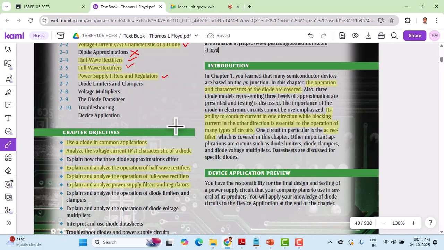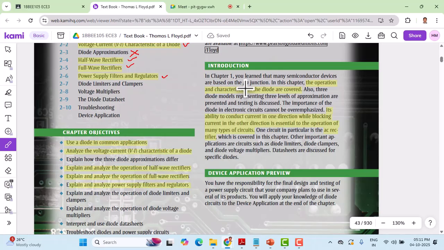Right. Then moving on to the objectives of the chapter, we have diode applications, then voltage current characteristics of the diode, and the need to explain and analyze the operation of half-wave rectifier, full-wave rectifier, and power supply filters and regulators. So these were the objectives of this chapter.